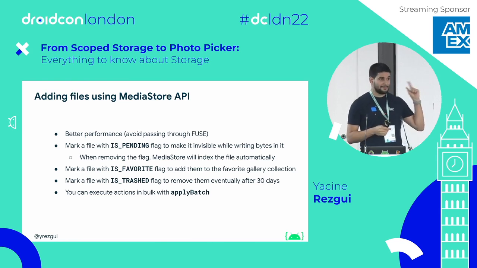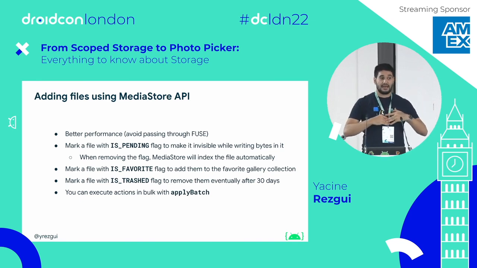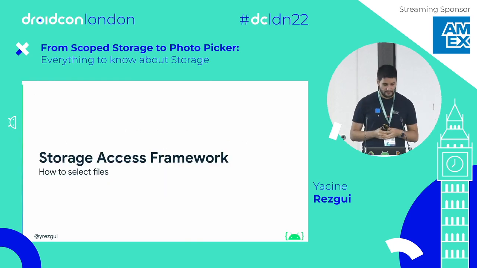You can use the is-pending that I mentioned earlier, is-trashed, is-favorite. All of those are only available when you use the Media Store API. And lastly, if you want to add files in batch, you can do that as well, while file APIs don't allow that. All right, now let's go into the Storage Access Framework.